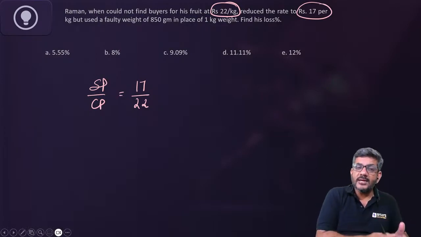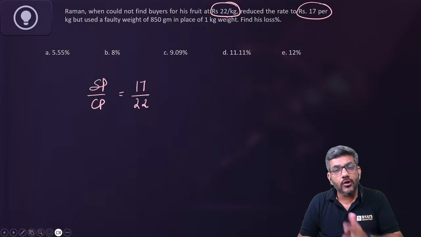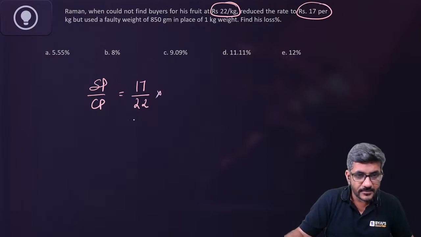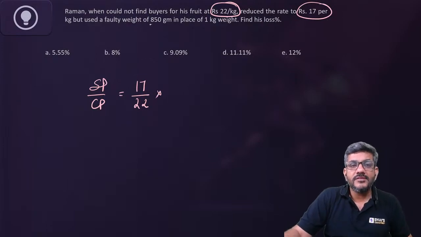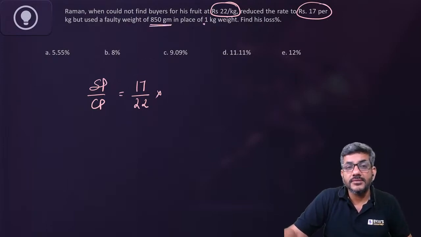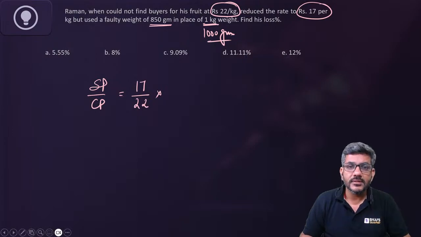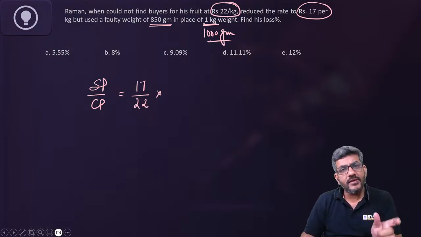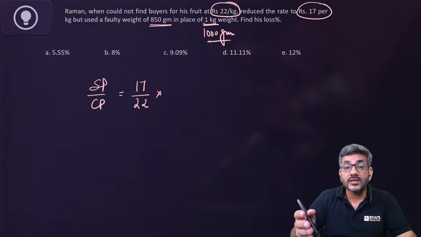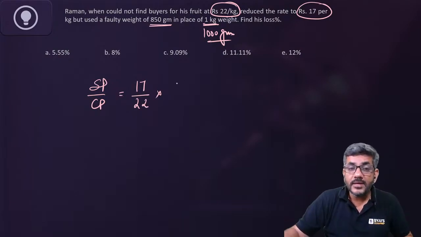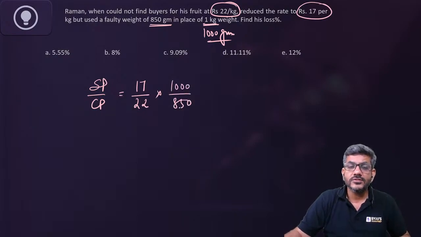So you are selling an item of 22 for 17 rupees. You are creating a loss because of that. So 17 is written above, 22 is written below. Next. He is using a faulty balance which weighs of weight 850 grams in place of 1 kg, matlab 1000 grams. In place of 1000 grams, he is using 850 grams. Because of this transaction, he is having a profit. In place of 1000 grams, he is giving people 850 grams. So he is having a profit by that. Profit means larger value in the numerator, smaller in the denominator. That's it. Your job is done now.